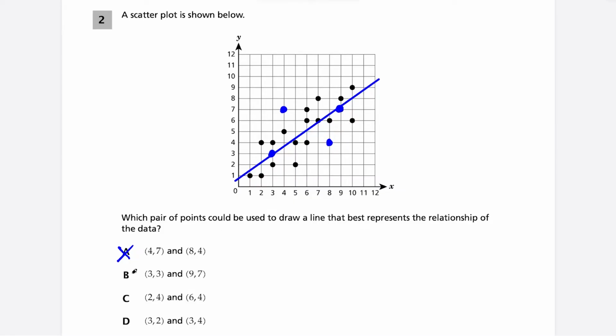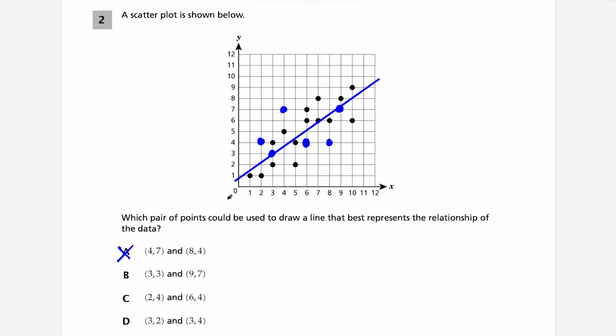So right now, I'm going to leave this one as a contender. And now let's look at the other answer choices. So (2, 4) is over here. So we have (2, 4) and (6, 4). The problem with connecting these 2 points and making a horizontal line is that it's going to miss the majority of the points.